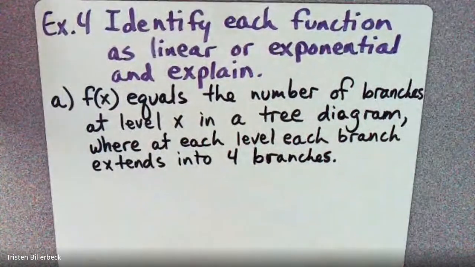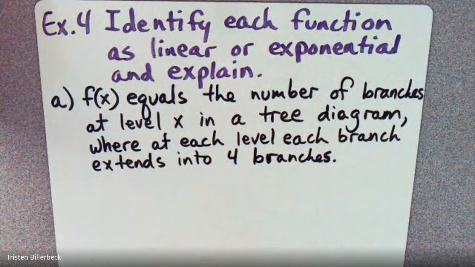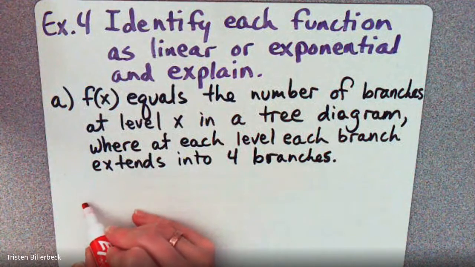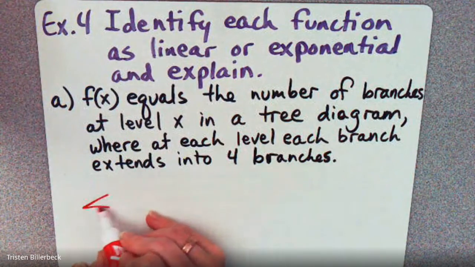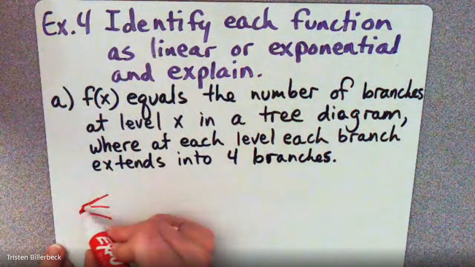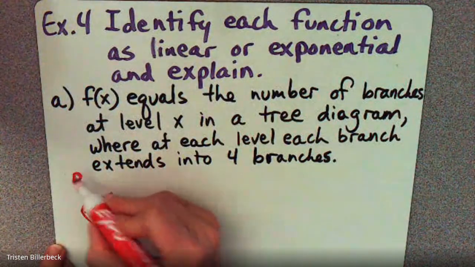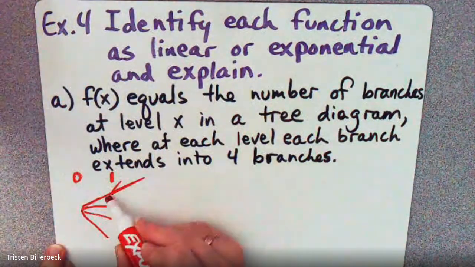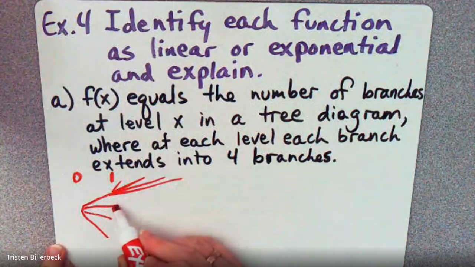Okay, so we want to identify each function as linear or exponential and explain. Okay, so we have a tree, and the tree is going to start like this. So we have 1, 2, 3, and 4. Okay, so the next level of tree, so this is at tree 0. This would be at x is 0. At the first value, then we split up into 4. And then this is 4.